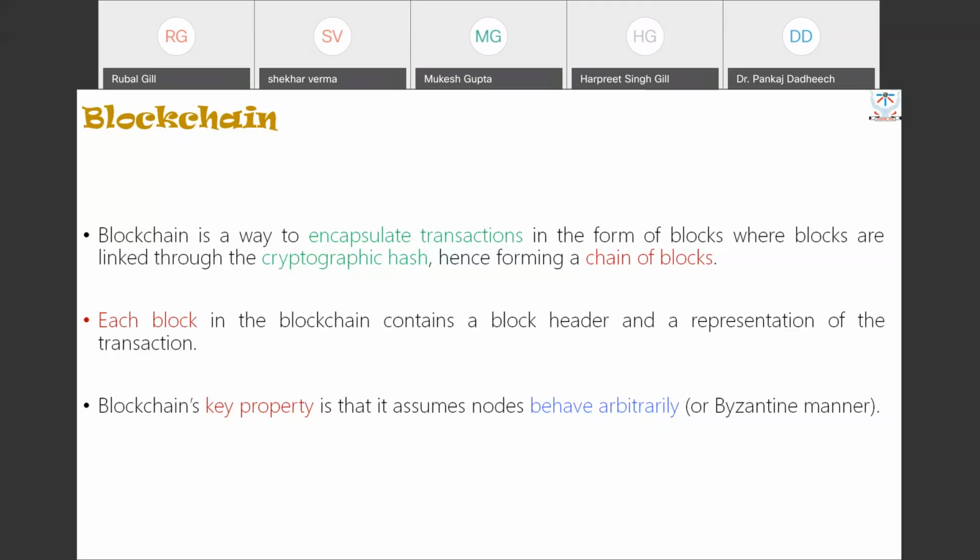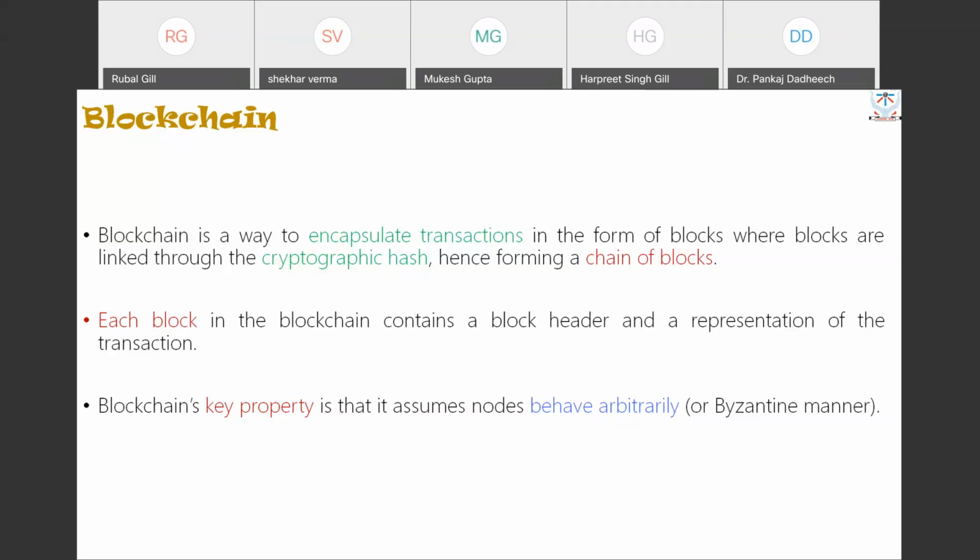So what is a blockchain? A blockchain is a way to encapsulate transactions in the form of blocks. How do you create a block? Through a cryptographic hash. So it contains a hash value, and the blocks all point to one another like a linked list, and this is called a blockchain. Each block contains a block header and a representation of the transactions, and all of them are hashed values only.